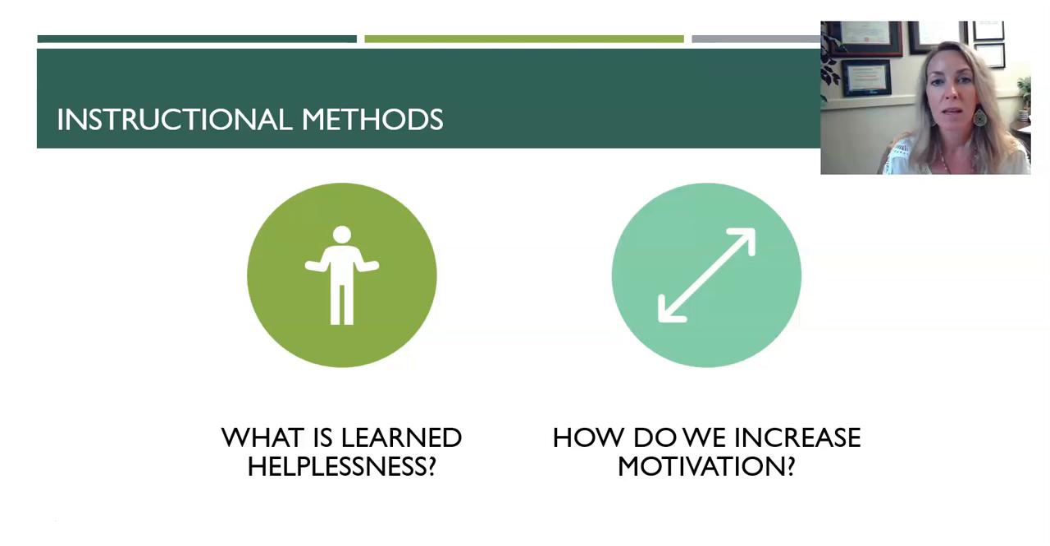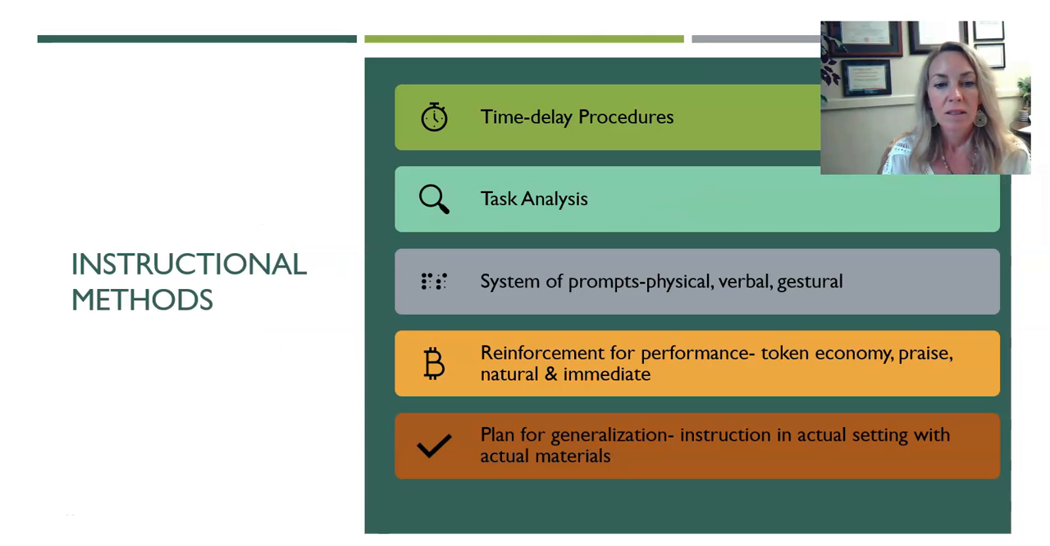So we have to allow the amount of support that they need so they can be successful. And then we decide when to pull out that support when they're going to be successful with less support. So this is often called systematic instruction. And some of those methodologies include time delay procedures.